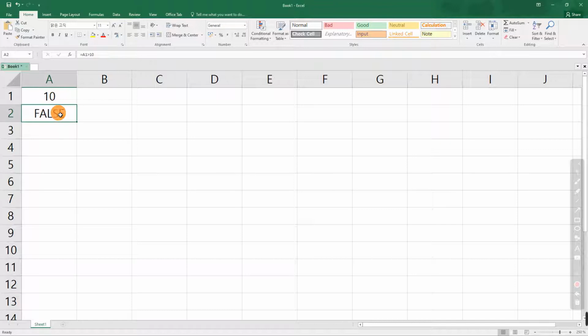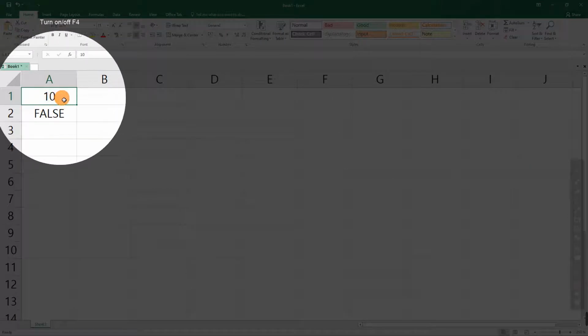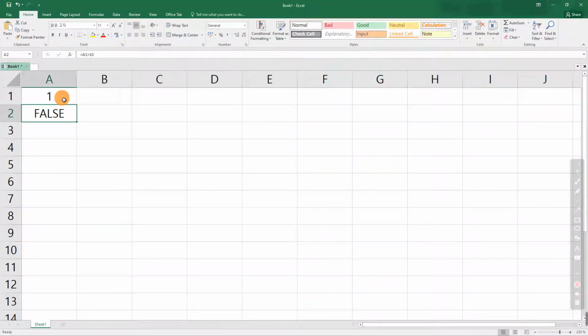Returns false. We can modify cell A1. For example, instead of 10, I can use 1. Let's say 1. Okay, the answer is still false. Why? Because I'm comparing 1 to 10. So obviously 1 is not greater than 10. This is a false statement, false.